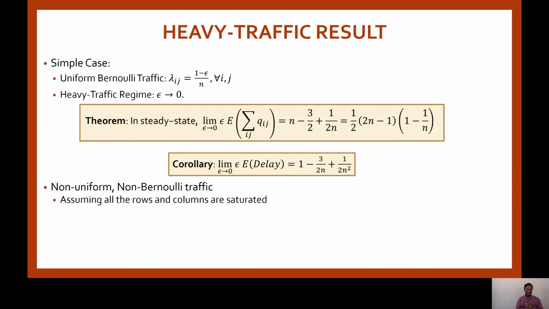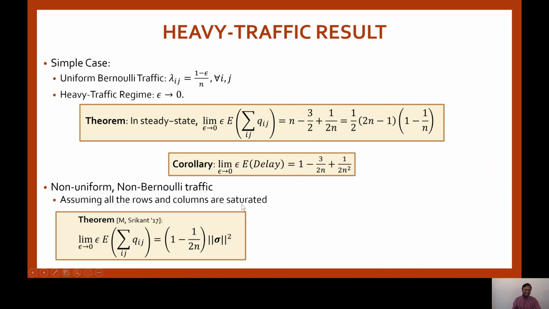Now let me state the more general result. We don't need to assume a uniform arrival rate. We don't need to assume Bernoulli traffic, but we do assume that all the rows and columns are saturated. Then we show that the same quantity, the expected sum of queue lengths multiplied by epsilon in the limit, converges to (1 minus 1 over 2n), which is essentially (2n minus 1) divided by 2n, times sigma squared. You interpret sigma as a matrix, and it's the 2-norm of it, or it's simply the sum of all the variances.